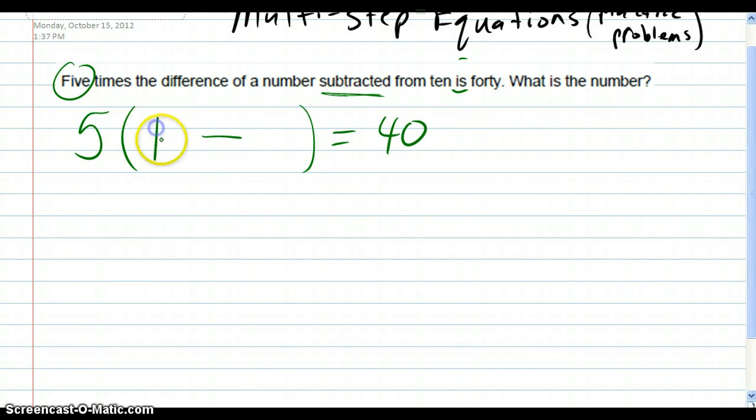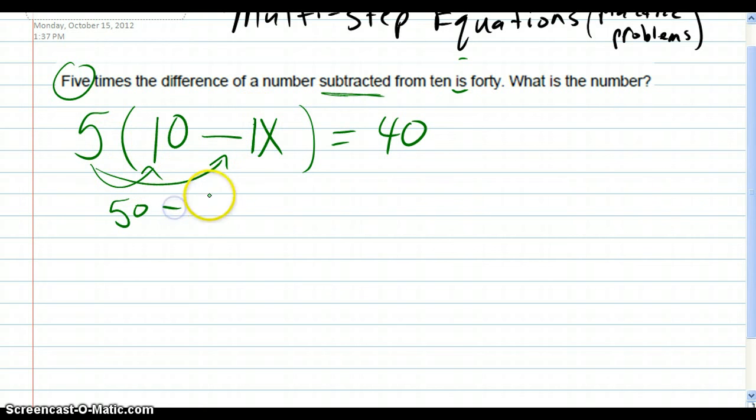It's going to be 10 minus x. Why? Because the number x is being subtracted from 10. 10 minus that x. Now we can work this out. 5 times 10 is 50. 5 times a negative x. If you're not sure, don't forget there's a little 1 here. 5 times negative 1 is a negative 5.